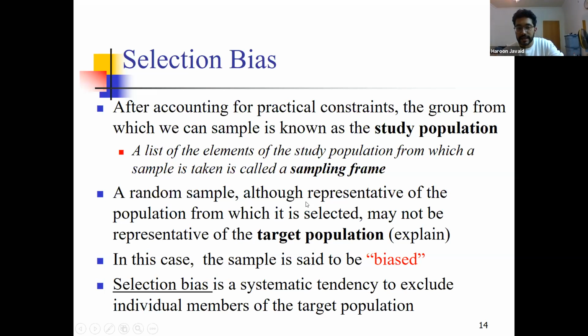Okay, now it says that a random sample, although representative of the population from where it is selected, may not be representative of the target population. Explain. So over here, they mean the same thing. For example, your target population was all of the children in Riyadh. Your study population does not include all of the children. So the sample that you select from this smaller population may not represent the people that are left out. That's all it means. Make sense?